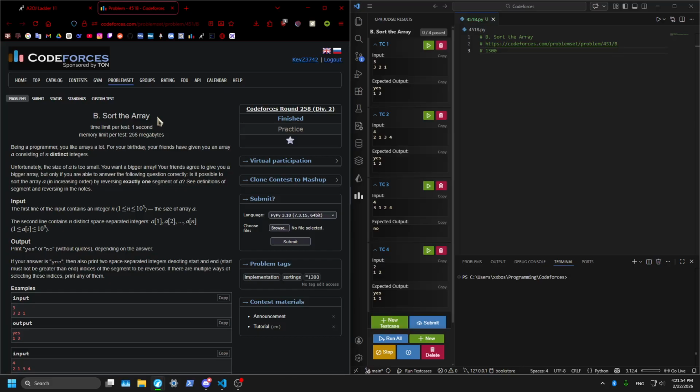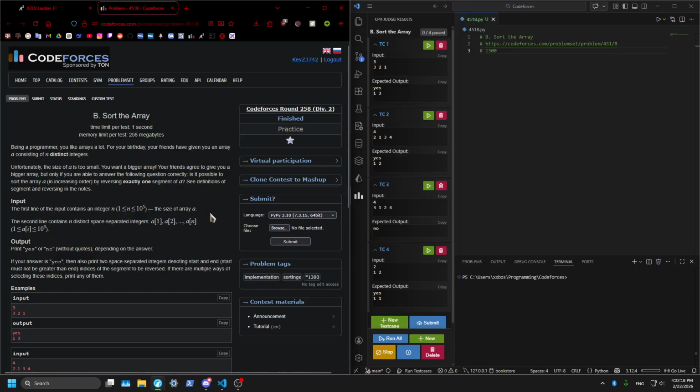Okay, being a programmer, you like arrays a lot. For your birthday, your friends have given you an array. Nice birthday present, consisting of distinct integers. Unfortunately, the size of A is too small. You want a bigger array. Okay. But only if you're able to answer the following correctly. Is it possible to sort by reversing exactly one segment?